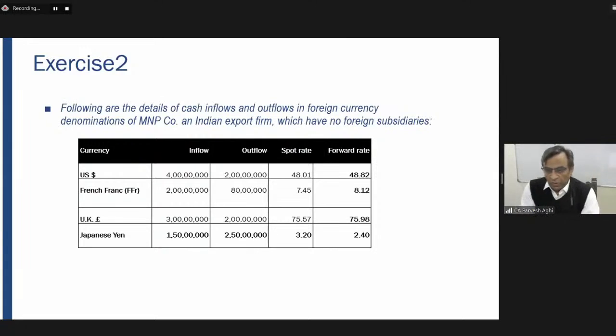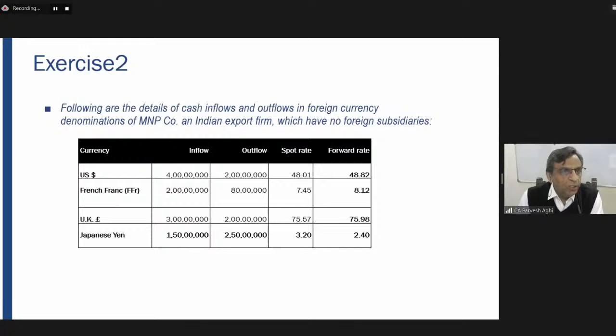If you see on your screen, there are the exposures of this company in dollars, French francs, pounds, Japanese yen, and how much money it is going to receive. There are inflows, and at the same time the outflows are also given, and the spot rate of the currency is given, and the forward rate is also given.